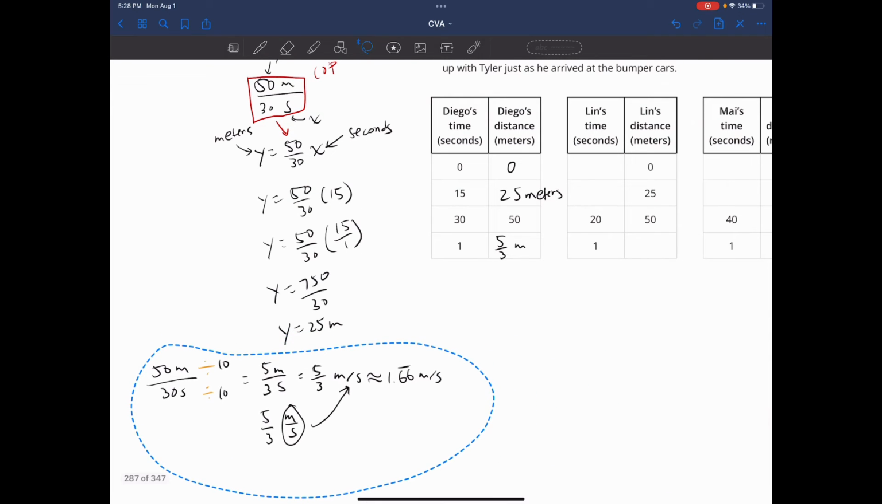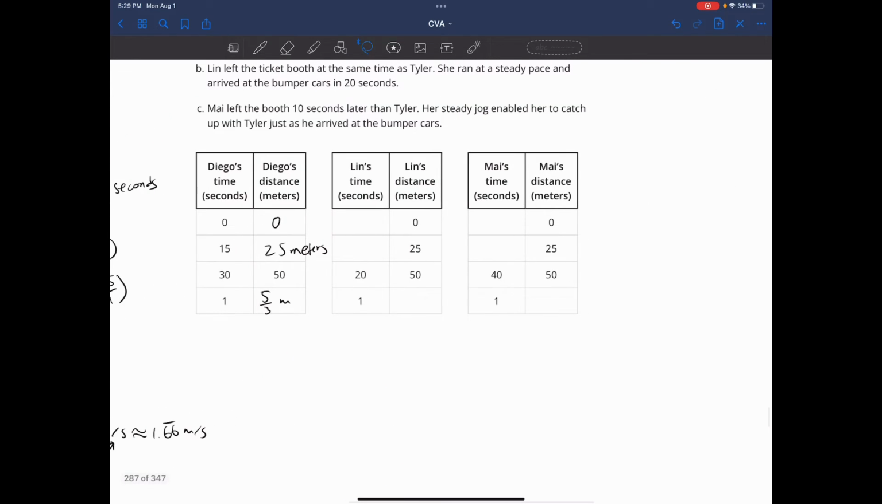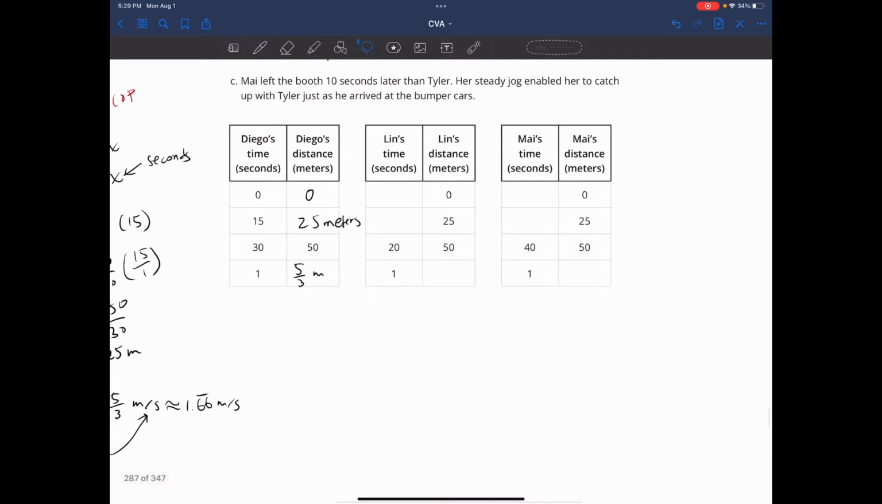Okay, let's go to the next one. I think this one's going to be a little bit easier in terms of numbers. So I'm going to do 50 over 20. So 50 meters over 20 seconds, right? And let's just keep it simple. I think this is going to be 0 to 0, right? Because when you didn't travel any, you're going to just have 0.